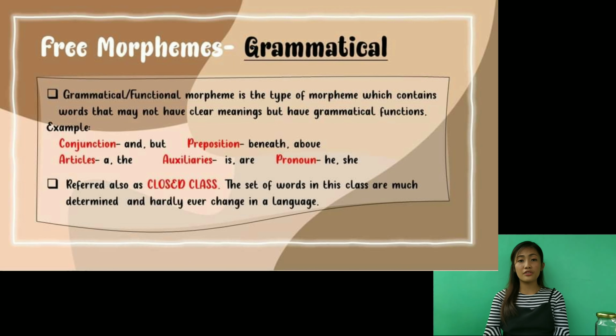So this type of morpheme is also referred to as closed class because the set of words in this class are much determined and hardly ever change in a language. So can you remember a grammatical morpheme which just recently been added to English?